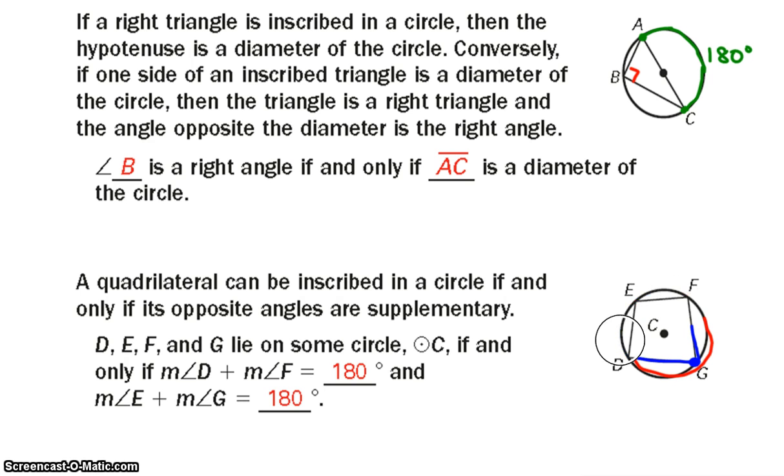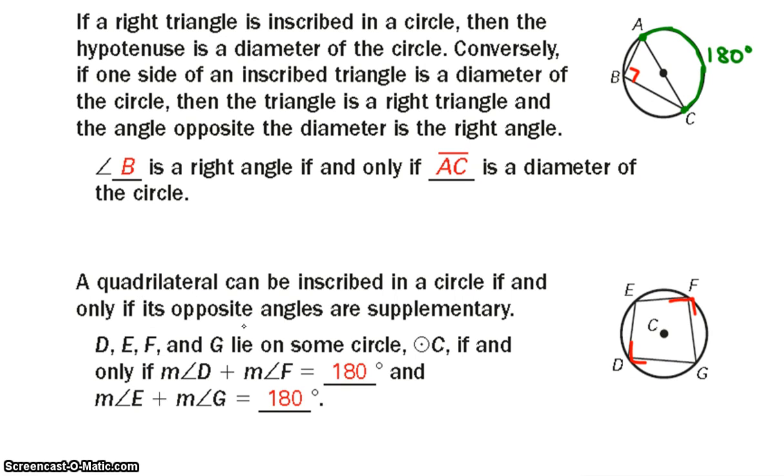So that means that angle E and angle G must be supplementary. So this angle here and this angle here must be supplementary. They must add to 180 degrees because their arcs add to 360. And remember that inscribed angles are half of their intercepted arcs. Now the same works true for F and D. Angle D and angle F are opposite of each other, and therefore they must be supplementary.